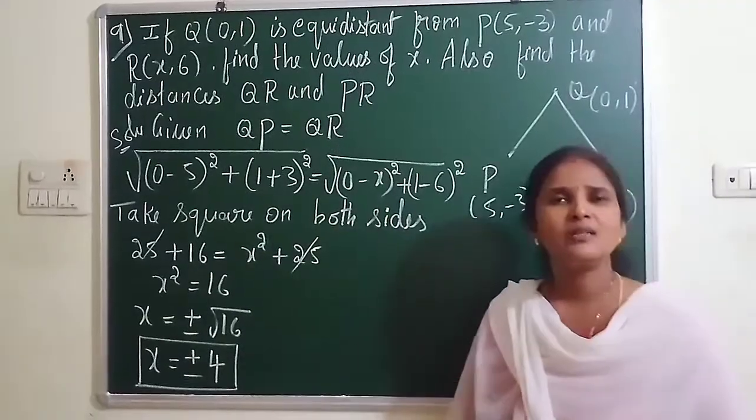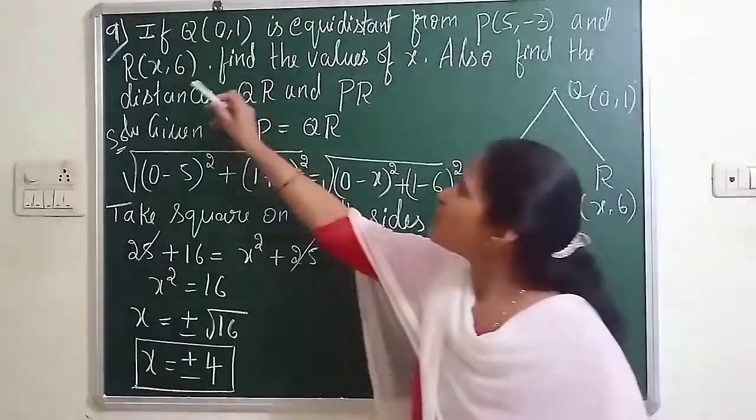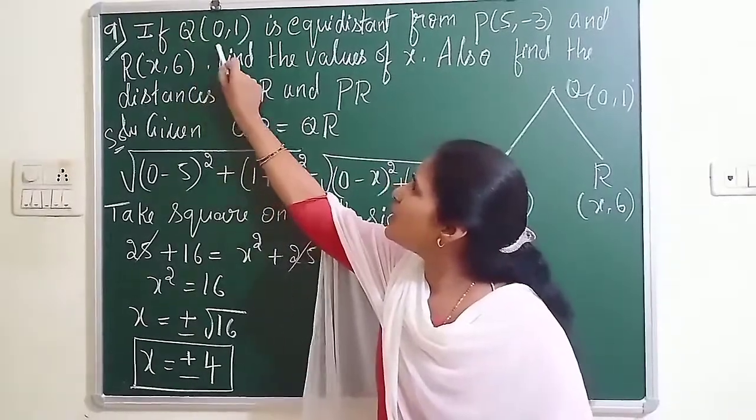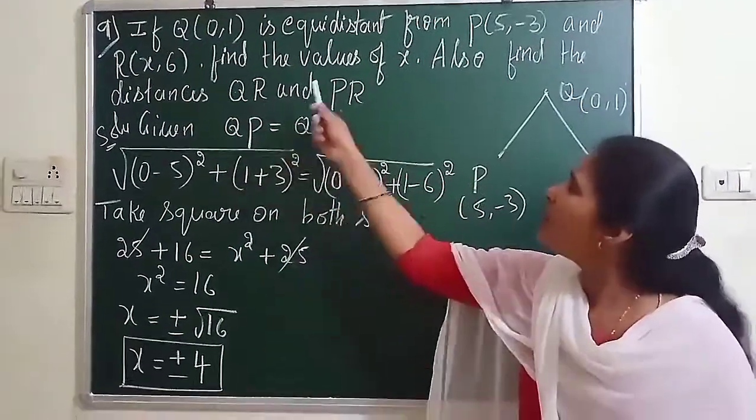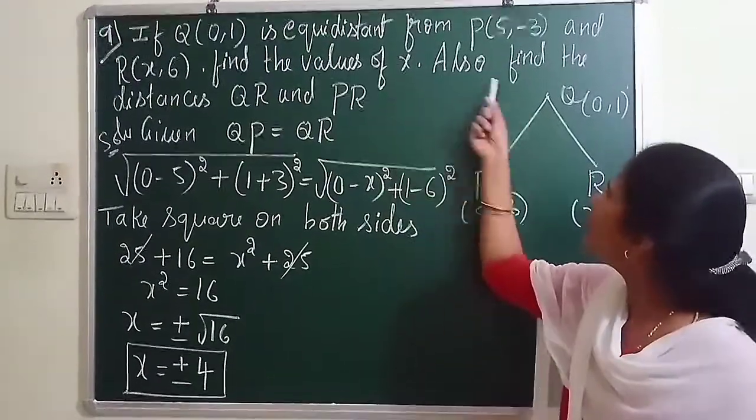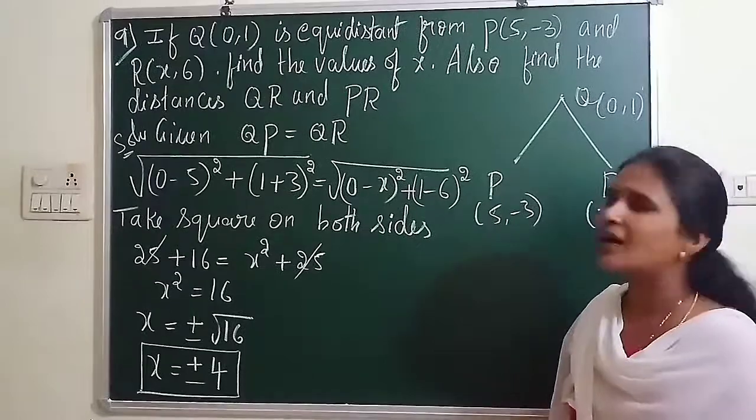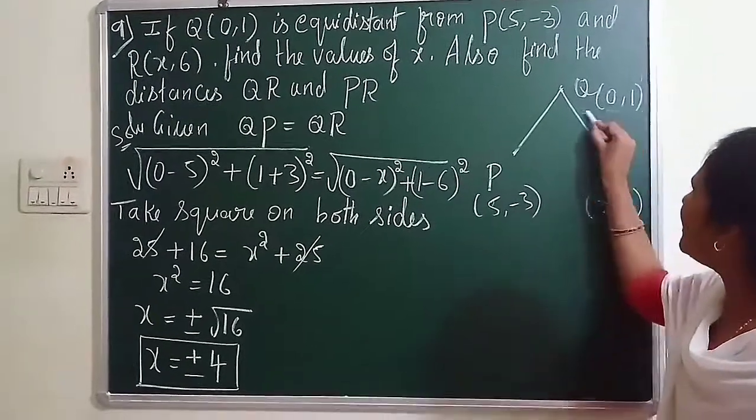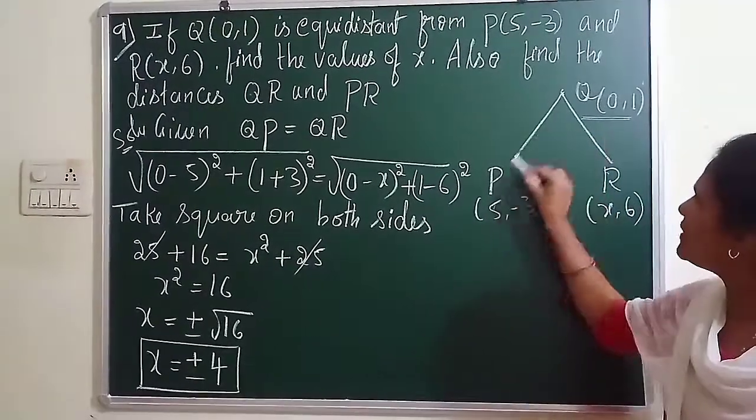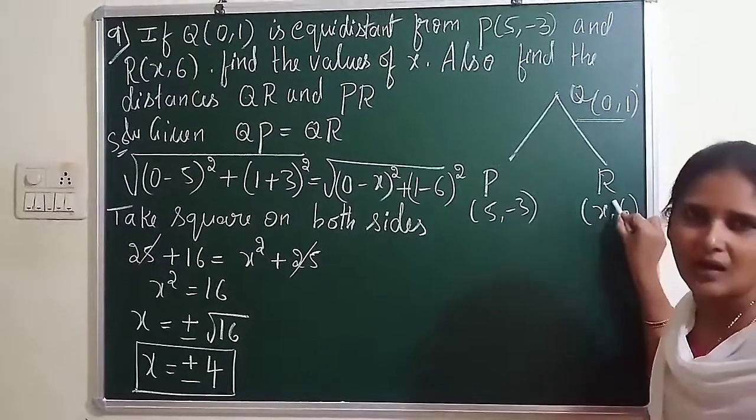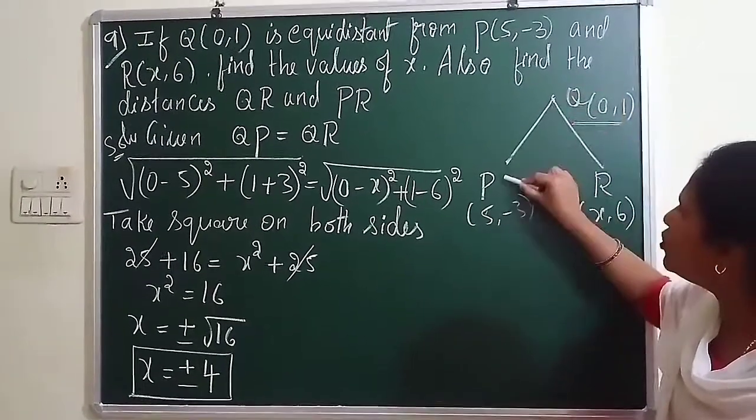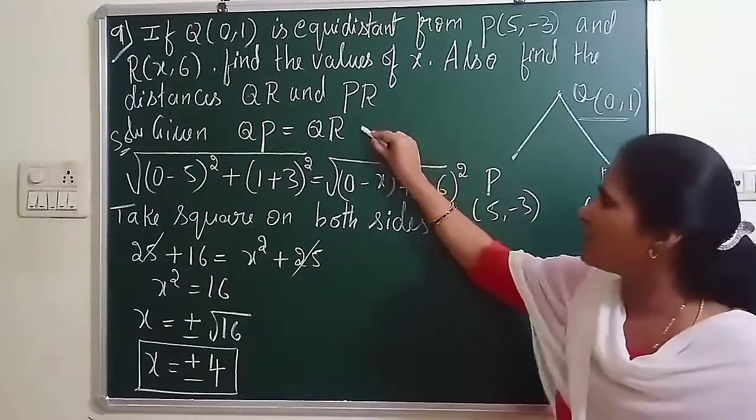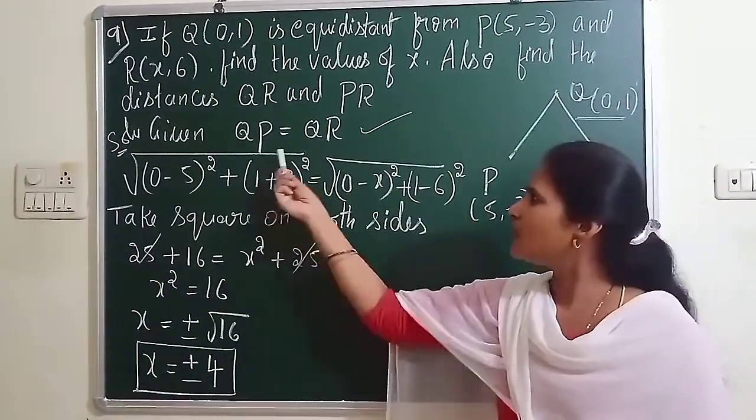The next question is question number 9. This question says if Q, that is (0, 1), is equidistant from P and R, find the values of x. Also find the distances QR and PR. So he has given that the point Q is equidistant from P and also R. So in the previous question how did you apply? Same. That is, I can write QP and QR are equal. So given QP equals QR.